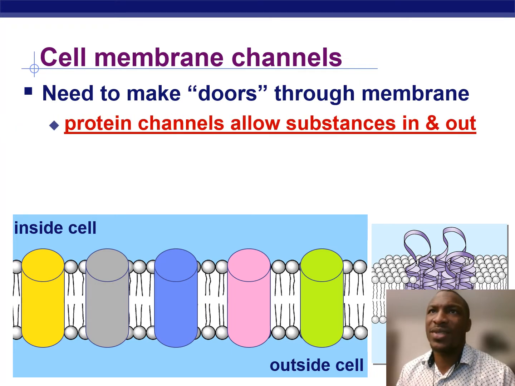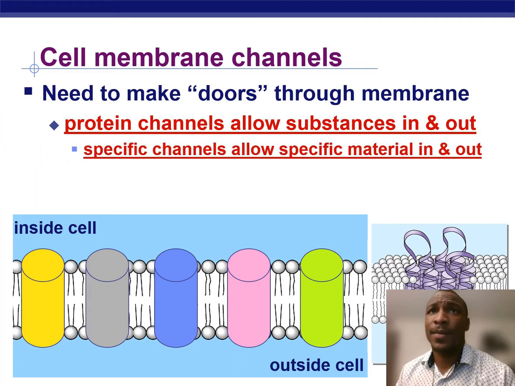So these protein channels allow substances in and out that normally can't go directly through the cell membrane. Specific channels allow specific material in. That's very important. It's in red, so write that down. Specific channels allow specific things inside. It's not like a regular door that just lets anything in. It's like a special door. Only you can come in through that door.